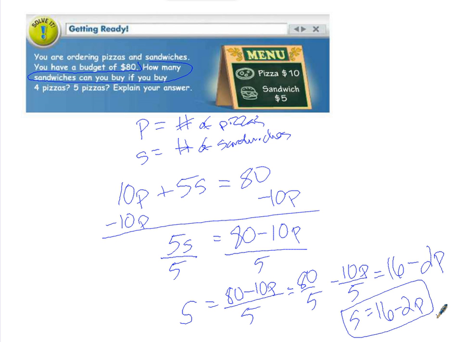What about 5 pizzas? Well, I take 5 and I plug it in right here, and I get negative 2 times 5, which is negative 10. 16 minus 10 is 6. You told me I could get 6 sandwiches if I bought 5 pizzas, right? So this process right here works, and that's why we use literal equations. That's why we use formulas, because now we can solve these equations or these formulas for any variable we want, and then plug in information and get answers quickly. That's the whole point of this section.